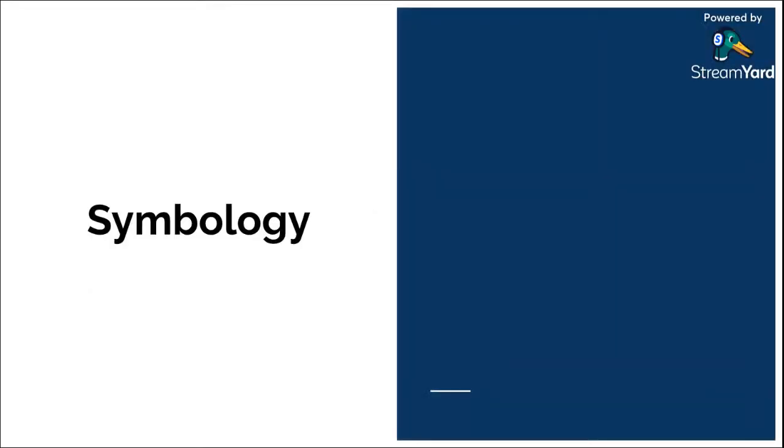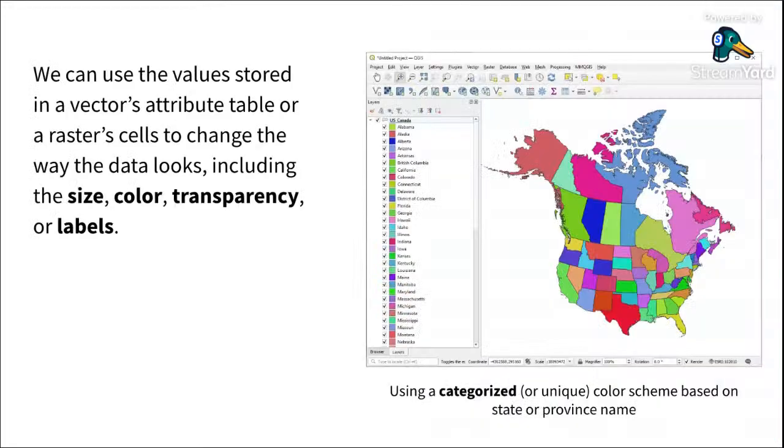Okay, the last topic that I get to talk about is how do we change the way our data looks in QGIS? So in GIS land, we call this symbology. Sometimes it's referred to as style. One of the fun and really great things about GIS visualization is that we can use any of the values that are stored in the vector's attribute table or in a raster's cells or pixels to change the way the data looks. We can do things like change the size, the color, the transparency, and we can also apply labels based on the information in these databases.